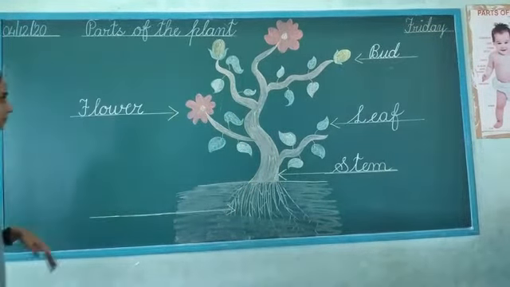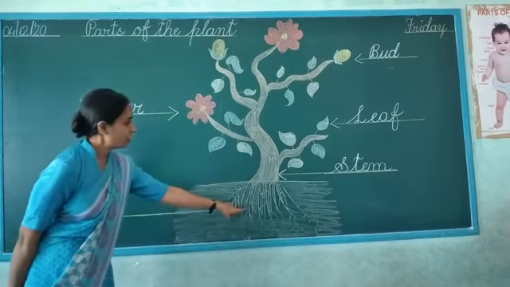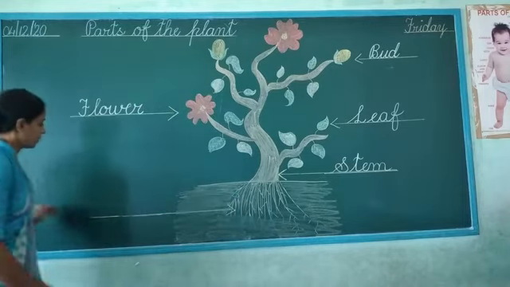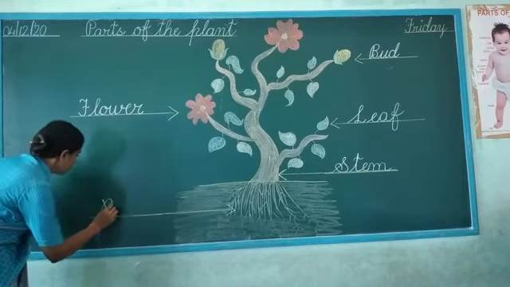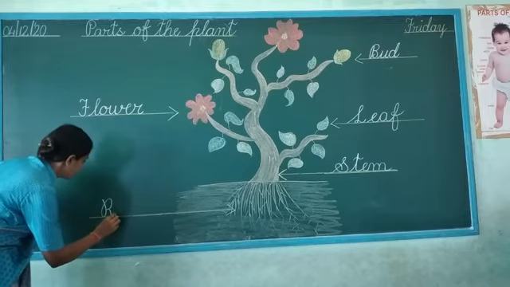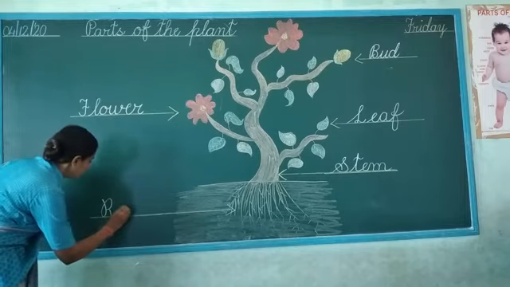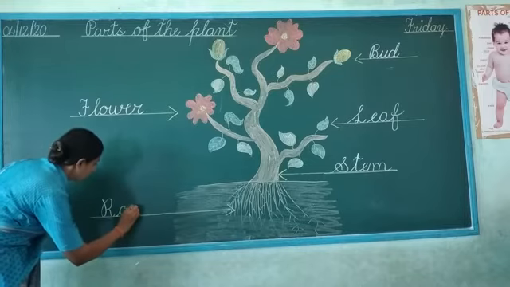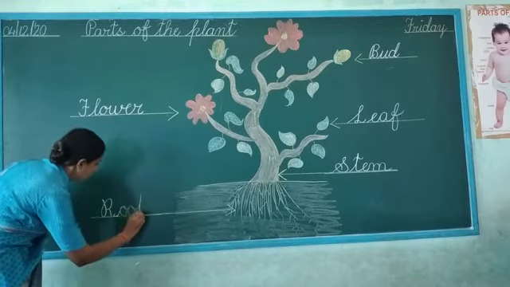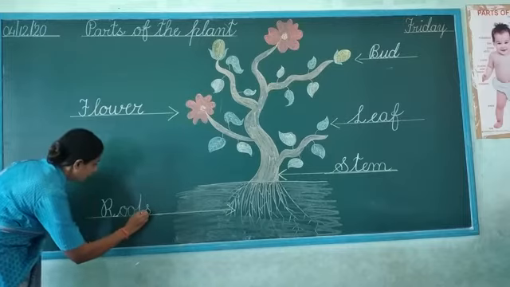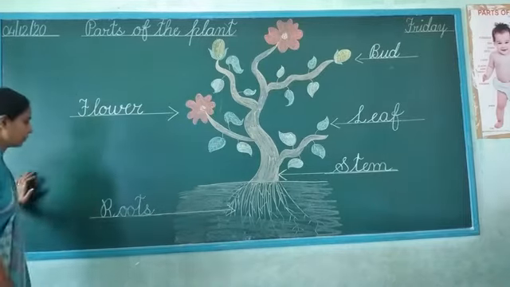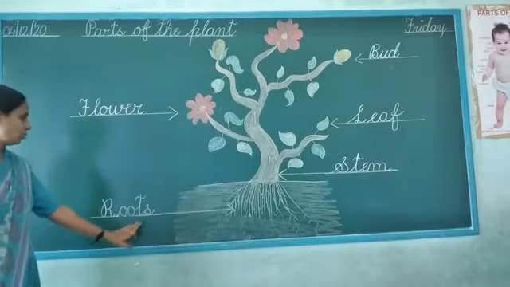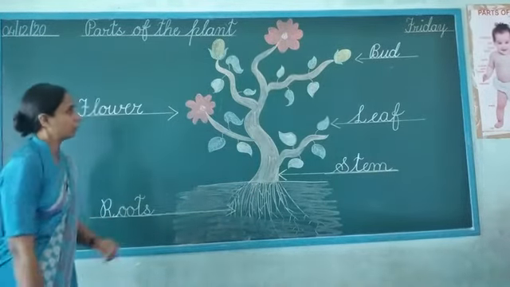और ये व्हाट वी कॉल दिस? रूट्स. सो वी हैव टू राइट फर्स्ट कैपिटल लेटर आर देन डबल ओ देन टी एंड एस, रूट्स, आर डबल ओ टी एस, रूट्स.